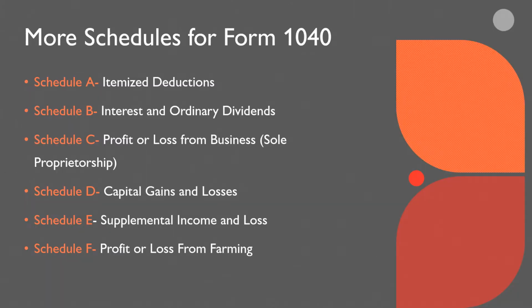There are even more schedules for Form 1040. Schedule A covers itemized deductions. Schedule B covers interest and ordinary dividends. Schedule C covers profit or loss from business. This is for sole proprietorships. Schedule D covers capital gains and losses. Schedule E covers supplemental income and loss, and Schedule F covers profit or loss from farming.